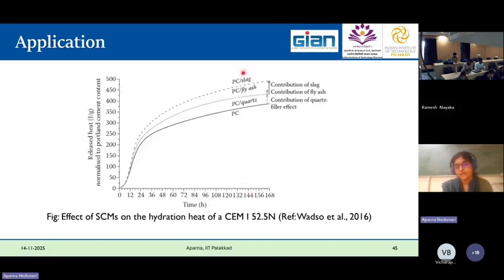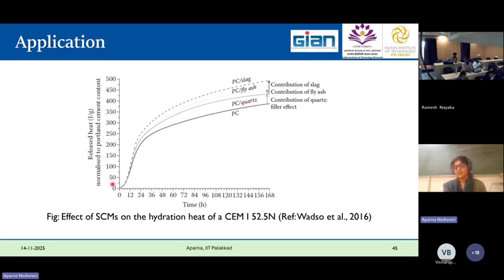This analytical technique can also be used to understand the reactivity of different supplementary cementitious materials, or to understand how the addition of supplementary cementitious material would change the rate of reaction of your actual control system. So here there is a system with Portland cement. Some amount of Portland cement is replaced with quartz, some with fly ash, and some with slag. It is surprising that even if we add quartz, which is an inert material, we believe that inert materials won't react.